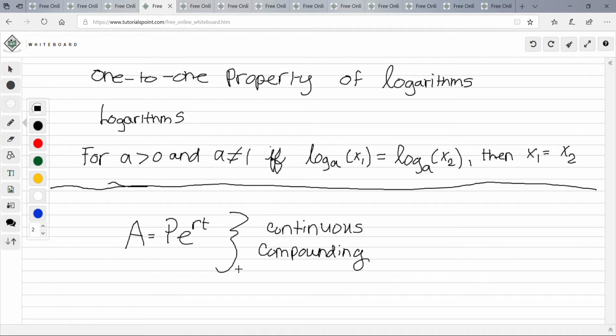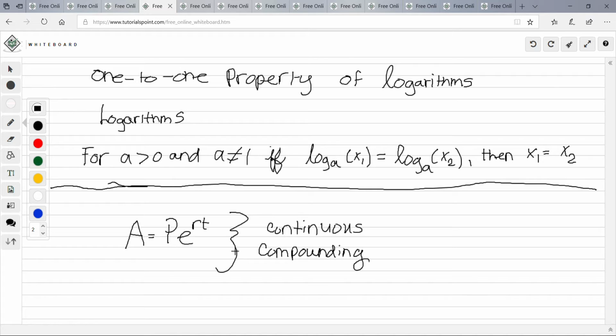And then remember from the exponential function, the formula PERT: if it's compounding continuously, then this is an example of an exponential function because it's compounding continuously. And then I'll show you a problem.